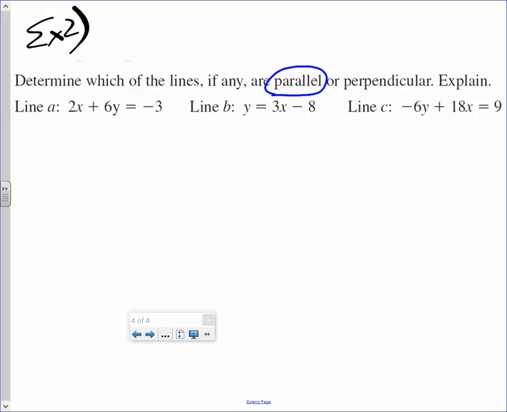So, parallel means same slope. Perpendicular means negative reciprocals of each other. Let's see which ones are parallel, which ones are perpendicular. So line A, let's get them both in the slope-intercept form, which means y equals mx plus b. I'm going to color-code them. Line A, I'll put in black. B, I'll put in red. C, I'll put in green.